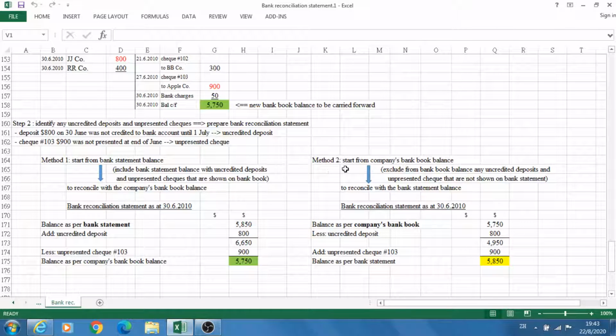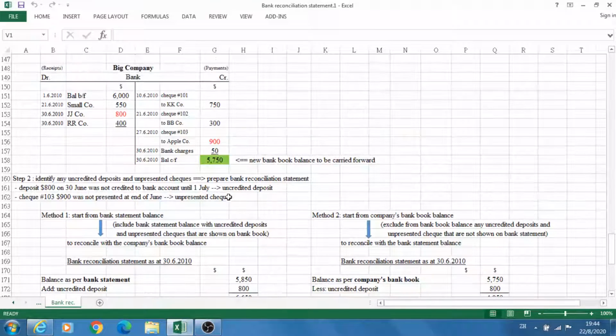Method 2. Start from company's bank book balance. Exclude from bank book balance any uncredited deposits and unpresented checks that are not shown on bank statement. So start from the bank book balance, then exclude uncredited deposits and unpresented checks.